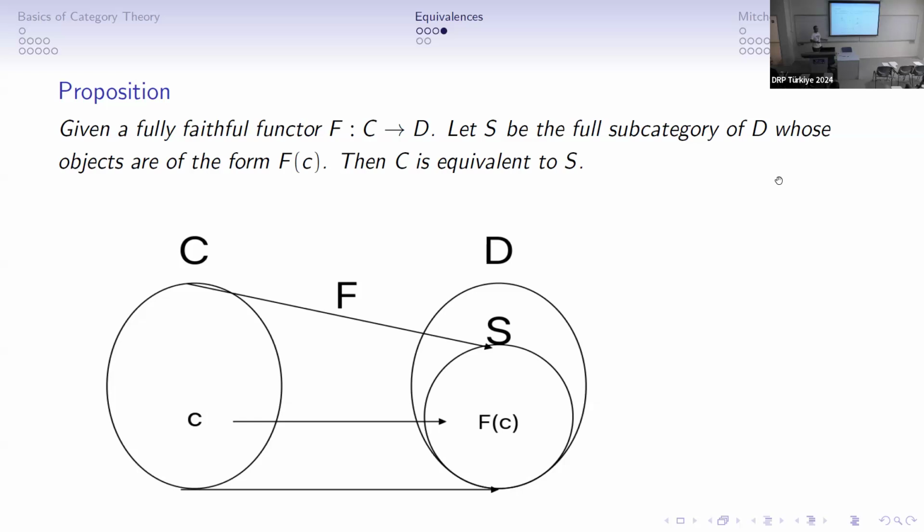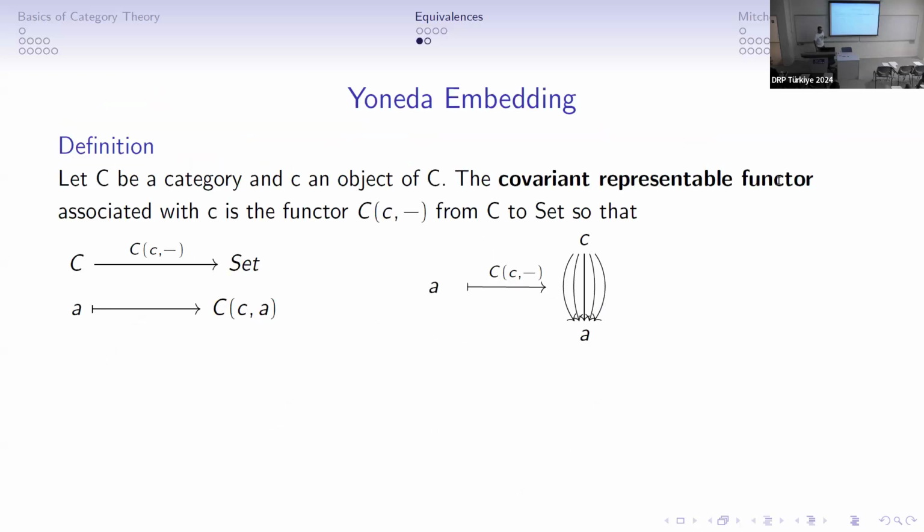And there's a natural and very important example of this equivalence concept, which is called unit embedding. Before introducing unit embedding, I need to give some definitions. So the covariant representable functor, which we show like this, sends each object A to the collection of morphisms from C to A. So it represents C by giving us all morphisms which have domain C.